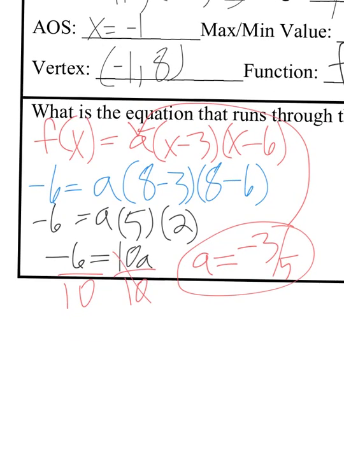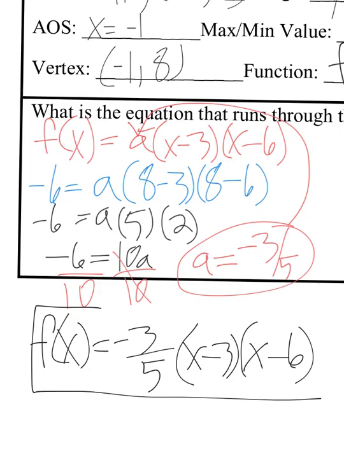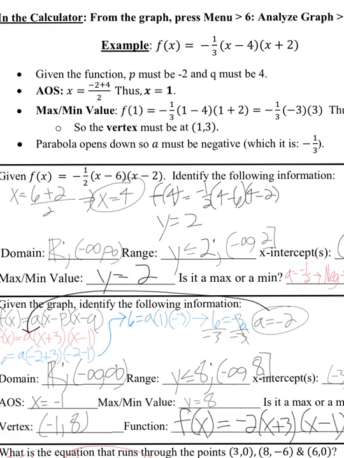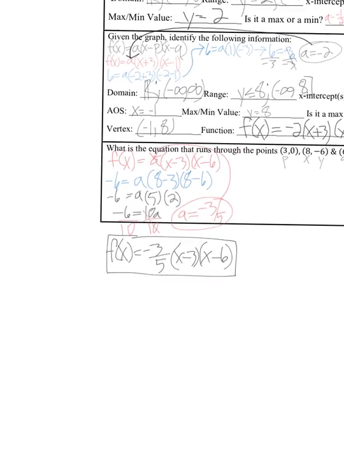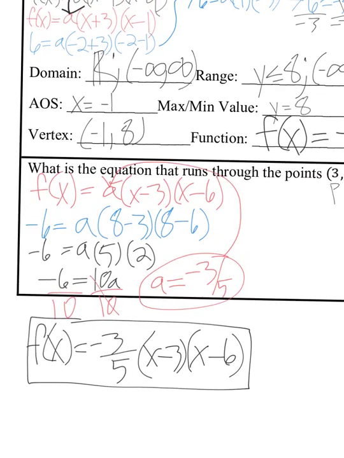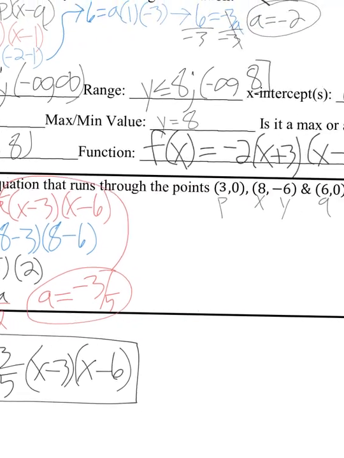All right? So once you know that, throw it in there. So we know our function is now f of x equals -3 over 5 times x minus 3 times x minus 6. Once you have your function, then you have to do what we did first to figure out the vertex. The very first example was use that p plus q over 2, and then figure out your x equals your axis of symmetry, and then figure out the y. So let's do that right now.